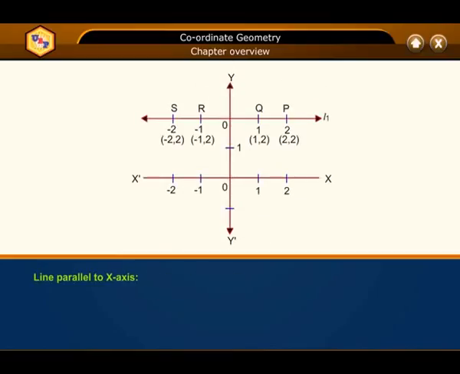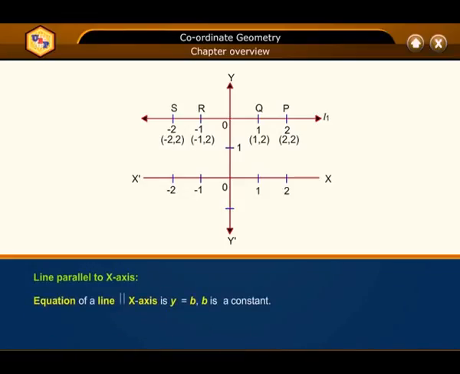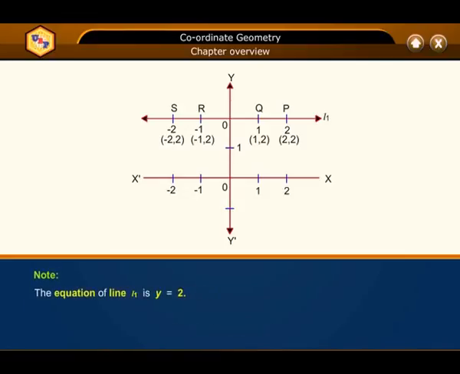Line parallel to the x-axis. L1 is parallel to the x-axis. Every point on L1 has the same y-coordinate. For example, P is equal to (2, 2), Q is equal to (1, 2), R is equal to (-1, 2), S is equal to (-2, 2). The equation of a line parallel to the x-axis is y equal to b, where b is a constant. Note, the equation of line L1 is y equal to 2.